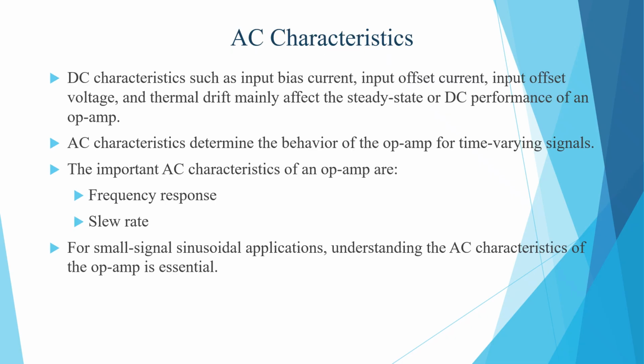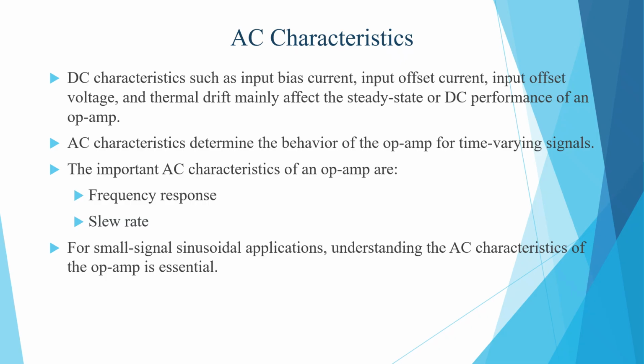Next, let's look into the AC characteristics of an op-amp. The op-amp characteristics are generally divided into two categories, DC and AC characteristics. DC characteristics we have already seen, and next we are going to see the AC characteristics. The DC characteristics mainly affect the steady state accuracy of the amplifiers. The AC characteristics become important when the op-amp processes various signals such as sinusoidal or high frequency inputs.